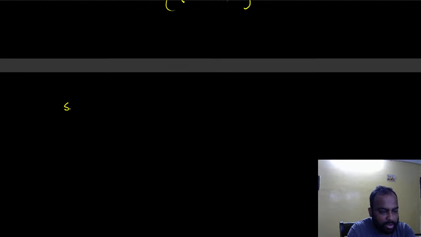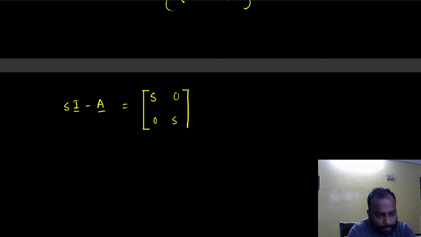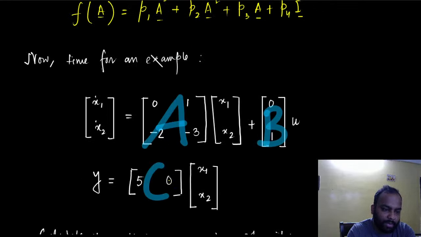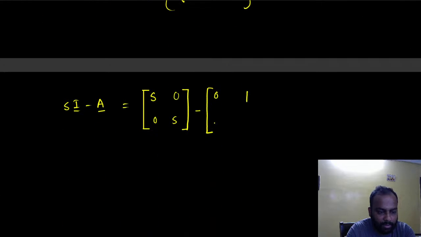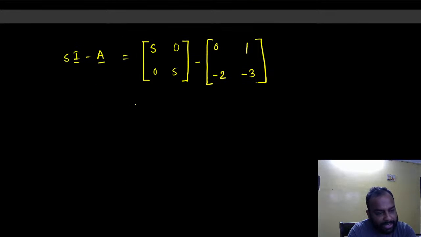So we know that sI minus A. What is I? That's [1 0; 0 1]. So what is sI? [s 0; 0 s]. And what is A? We already know that's [0 1; -2 -3]. So what is sI minus A? sI minus A is [s -1; 2 s+3].